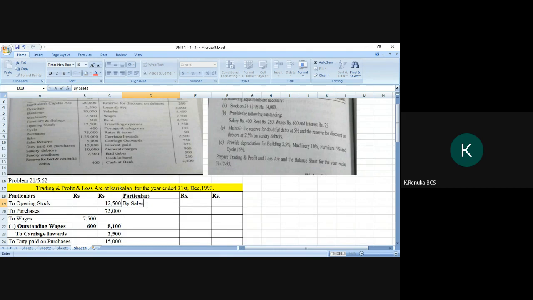Sales value, and the adjustment they have given is sales return. Some goods have been returned to the respective owner, so we need to reduce the sales return, the goods which have been returned. The sales value was 1,25,000 and the returns value was 5,000. After reducing it, the balance to be entered in the outer column is 1 lakh 20,000.